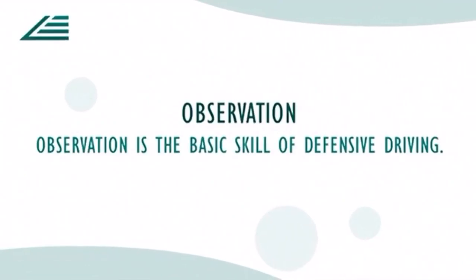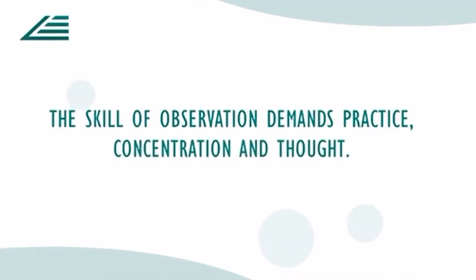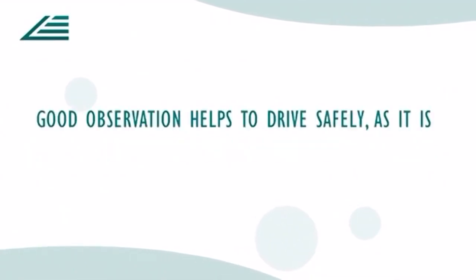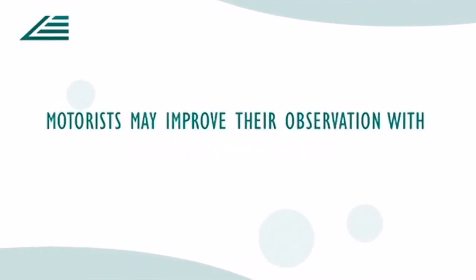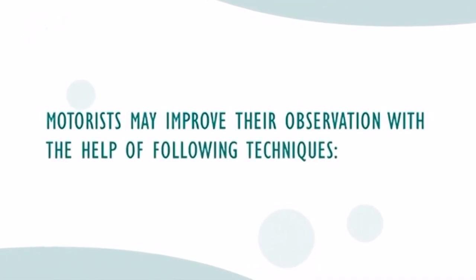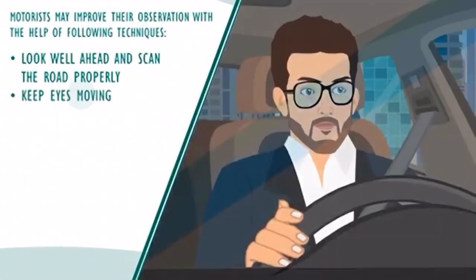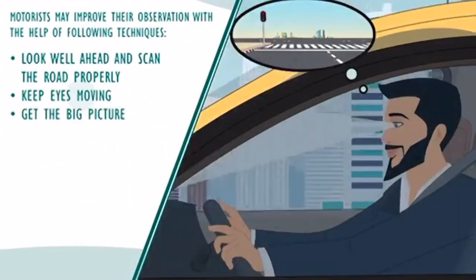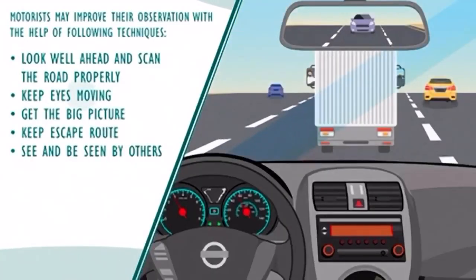Observation is the basic skill of defensive driving. The skill of observation demands practice, concentration, and thought. Good observation helps to drive safely, as it is a tool to identify hazards. Motorists may improve their observation with the help of the following techniques. Look well ahead and scan the road properly. Keep eyes moving. Get the big picture. Keep an escape route. See and be seen by others.